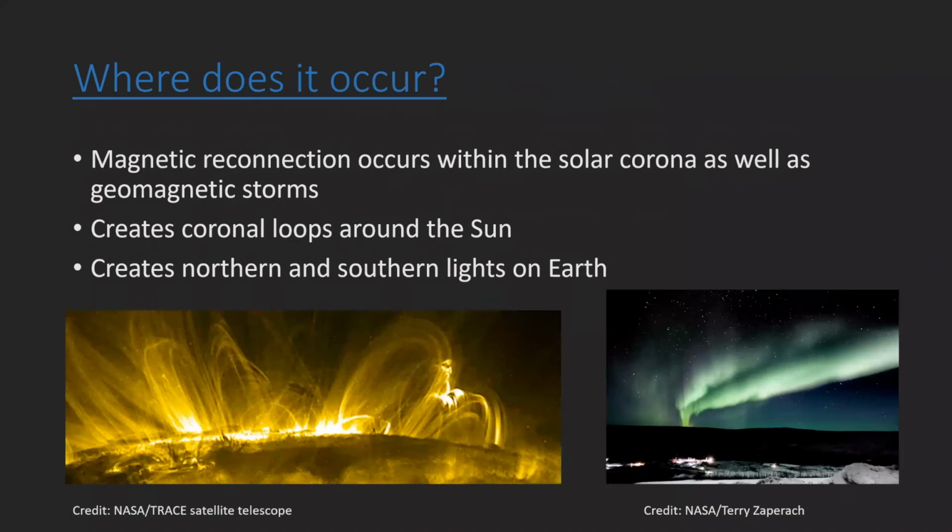And so where does it occur? As I said before, it occurs within the solar corona as well as in geomagnetic storms. It creates coronal loops around the sun, as you see in the bottom left picture here. This is a picture taken by NASA's TRACE satellite telescope. And it also creates the northern and southern lights on Earth.